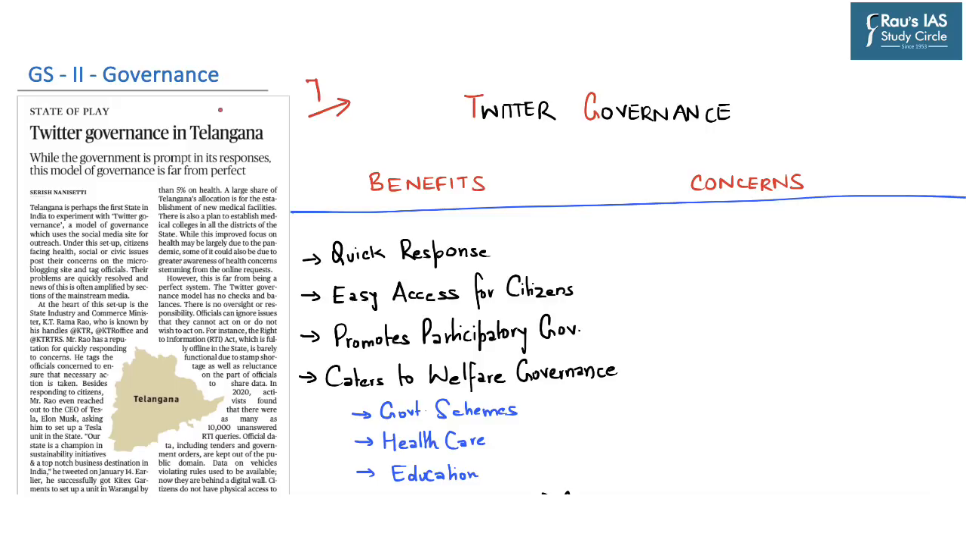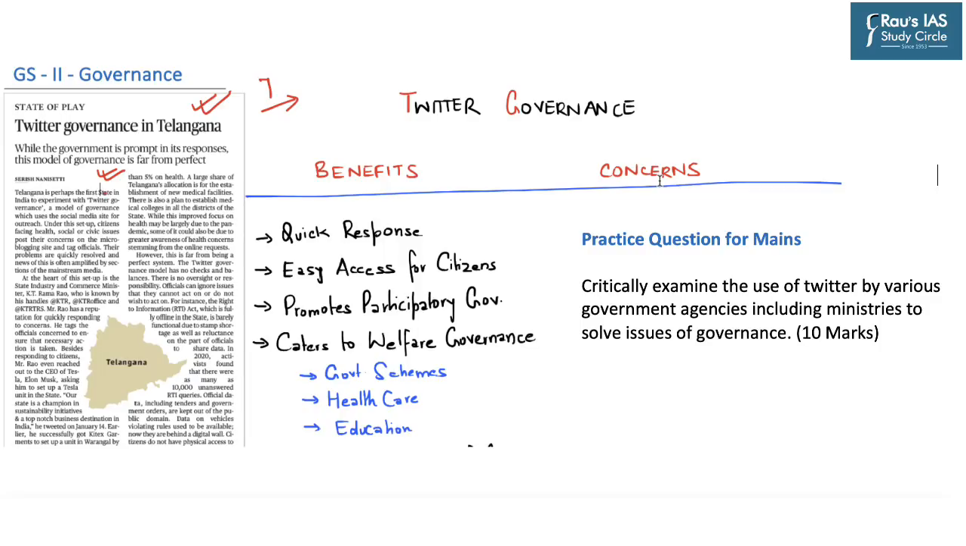It says Twitter governance in Telangana. It says that while the government is prompt in its responses through Twitter, however, this model of governance is far from being perfect. So based on this article, this question can be asked in your mains examination. So take this as your practice question for mains. So the question is, critically examine the use of Twitter by various government agencies, including ministries, to solve issues of governance. Now this question carries 10 marks.